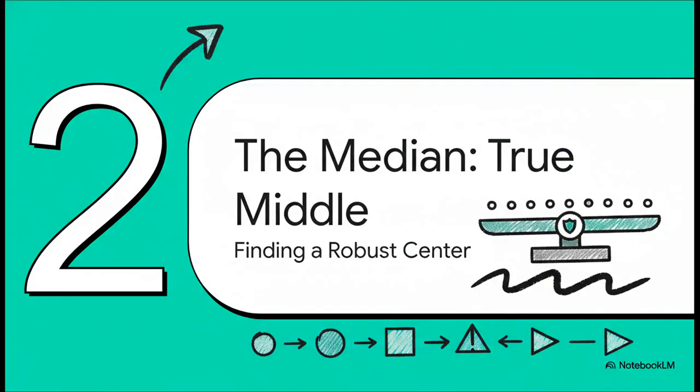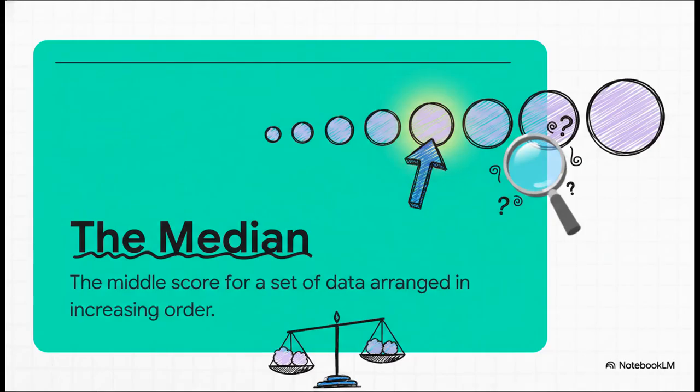So to deal with those pesky outliers, we need a different kind of tool. And for that, we bring in the median. The median is specifically designed to find a center that can't be pushed around by a few crazy high or low numbers. The median is all about one thing: location.